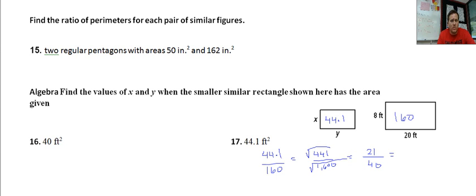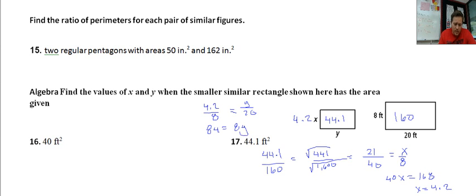And so we're going to set this equal to, and we put the small over big, so if I do x over 8, this is going to give me 40x equals 8 times 21 is 168. 168 divided by 40 means that x is going to equal 4.2. And if x is 4.2, let's do 4.2 over 8 is going to equal y over 20. So I cross multiply. 4.2 times 20 is 84 equals 8y. 84 divided by 8 is going to give me y equals 10.5. Okay, so there are my two answers for those.